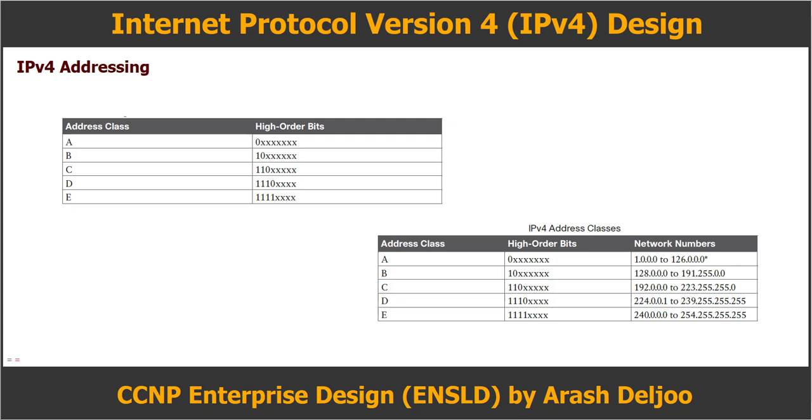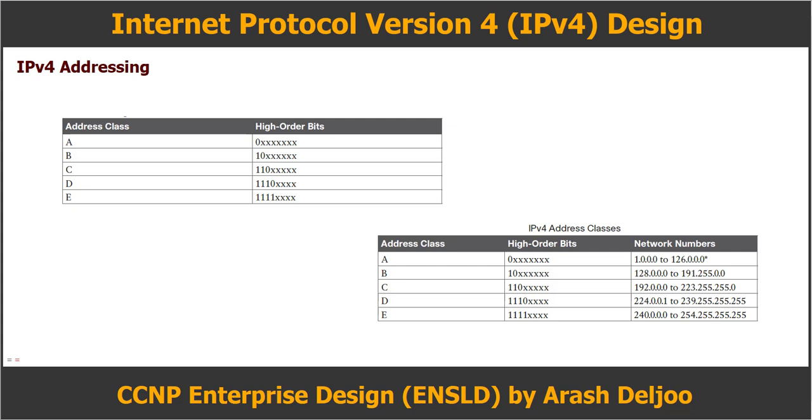IPv4 addressing. In this video, I am going to talk about the IPv4 address. You know that in a TCP/IP network, each system, each host, has one logical address. We call it the IPv4 address. An IPv4 address has 32 bits, and in most cases we use the dotted decimal notation for representing the IPv4 address.